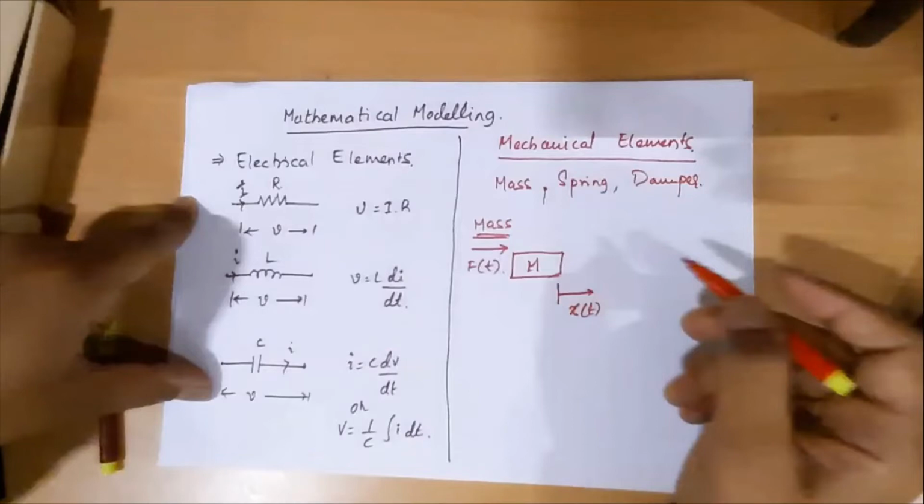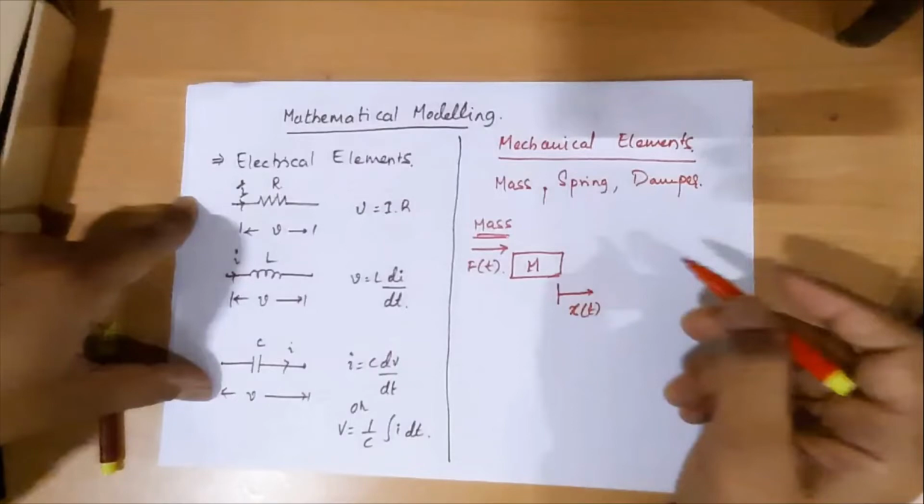There is a meaning for writing t inside the bracket. When I say x of t, a displacement, it means it is a function of time, of course. And apart from that, it also represents the instantaneous value of the displacement. Everything in the real world is a function of time. Do you agree with this? So writing x of t means displacement is a function of time, and writing f of t also means it is a function of time.